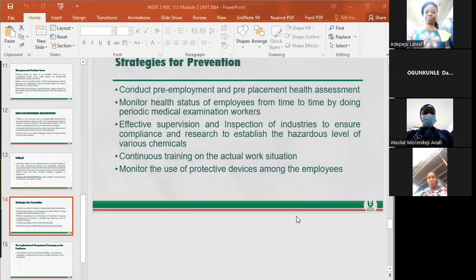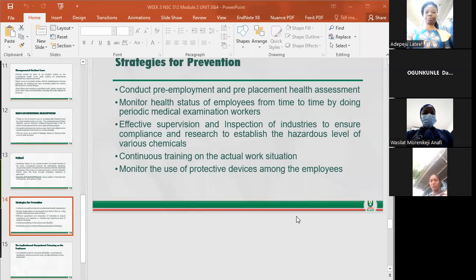Let me quickly share my slide with you on strategies to prevent occupational health poison. On the screen here, number one, just like Ogunkunle mentioned, there is a need to conduct a pre-employment and pre-placement health assessment. That is important because you want to know where to place an employee after employing the person, when you have an understanding of the person's health condition.